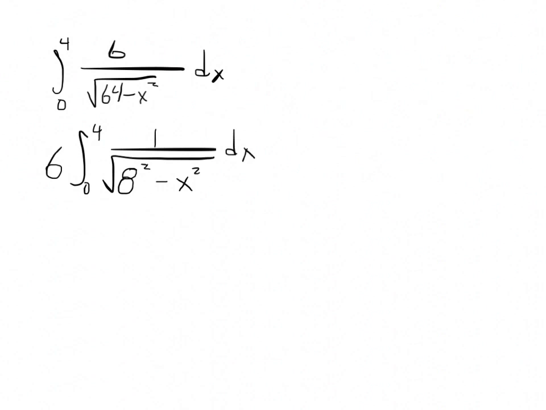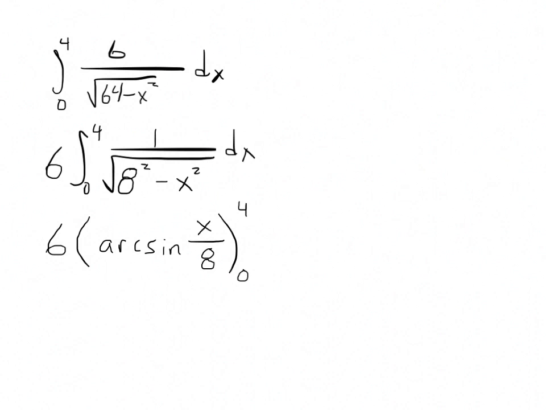So really all I need to do is now take this integral, right? We've got 6 on the outside. This is arctan, I'm sorry, not arctan. I even said before it was arc sine of the variable x over the constant, which is 8. And I'm evaluating from 0 up to 4.